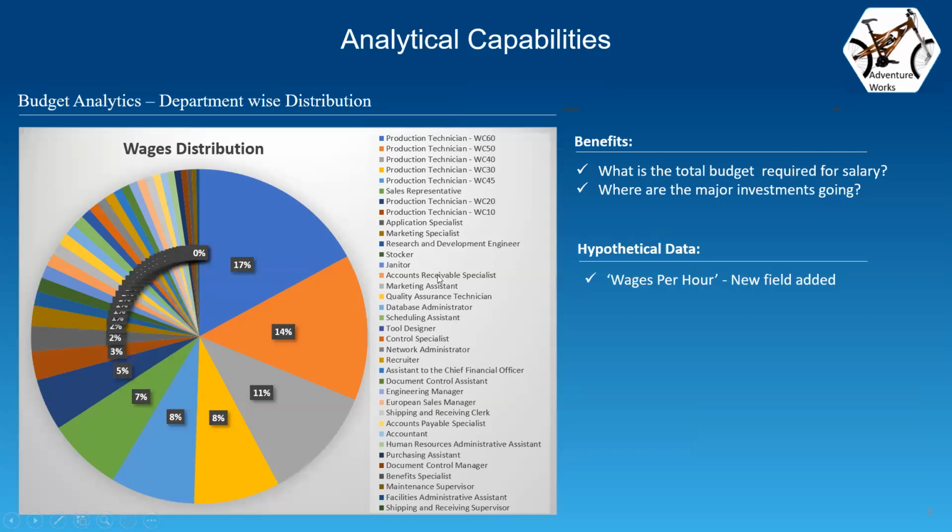Here I used some hypothetical data. I added the wages per hour. For each department I assumed some wages; for example, production I assumed are the technical experts, and they get 60, 50, 40 per hour like that. I just used some hypothetical data, and here is the distribution. What we are seeing is around 66% of the budget is going to the production department.